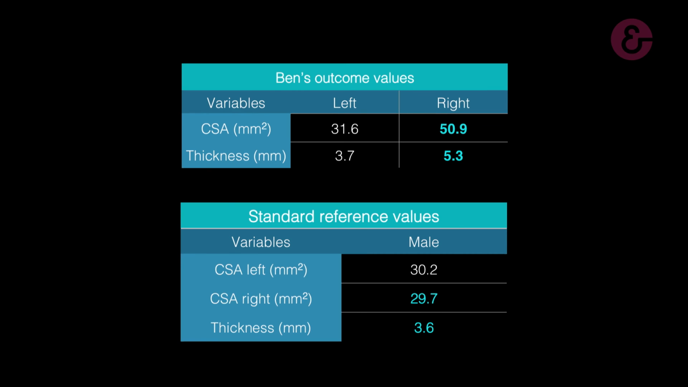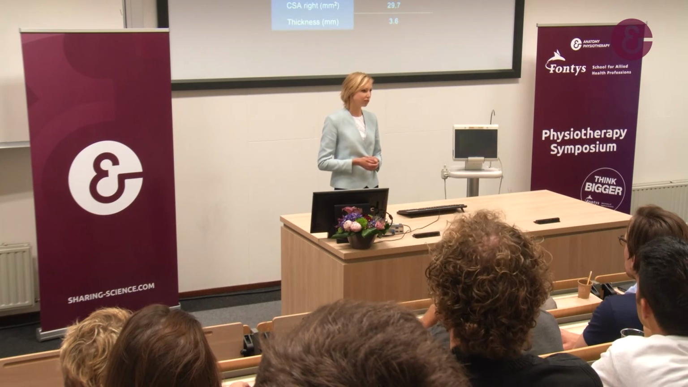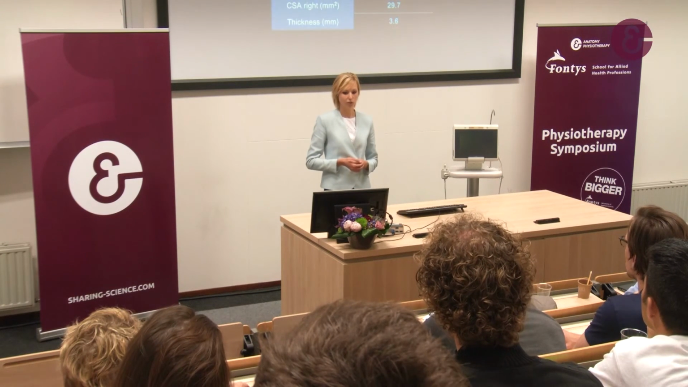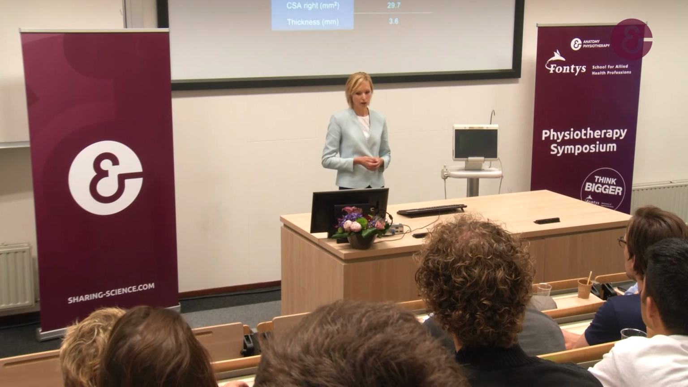For further investigation, we can have a look at the thickness value of his right tendon, which was 5.3, in comparing to 3.6 in my research group. Again, we see an increase that is abnormal, and this suggests pathology. So based on the outcomes of my research and the standard reference values, we can now with certainty say that Ben has posterior tibial tendon dysfunction on the right side.